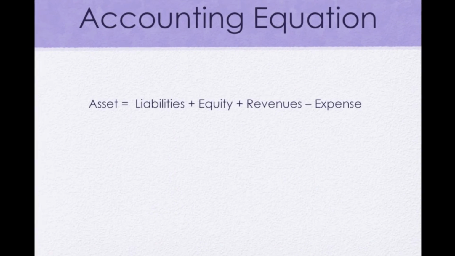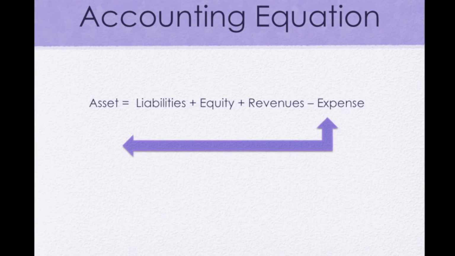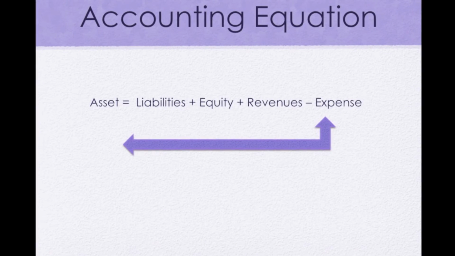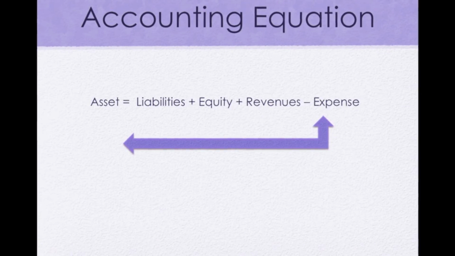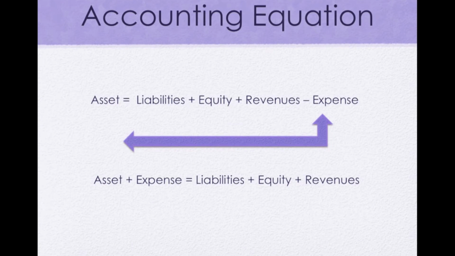The accounting equation works as follows. Asset equals liability plus equity plus revenue minus expense. We can move the expense to the other side, so the minus sign changes into a positive sign. There will be asset plus expense equals liability plus equity plus revenue.